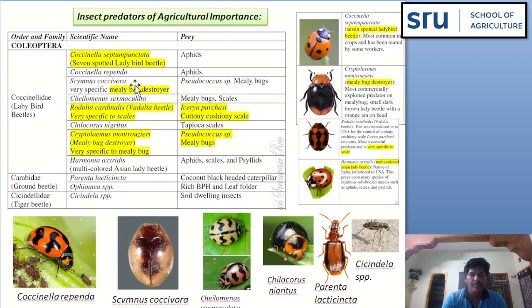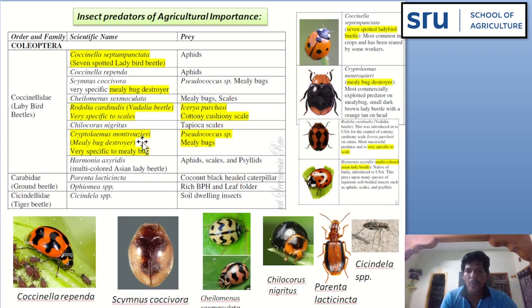Coccinella repanda. This Coccinella septempunctata feeds on aphids. Coccinella repanda also feeds on aphids. Cryptognatha? No, Cheilomenes: Scymnus coccivora. They feed on mealybug, that is Pseudococcus species. This is the Scymnus coccivora. Next, Rodolia cardinalis. This is very specific to scale. They feed on the scale insect, that is Icerya purchasi, the cottony cushion scale.